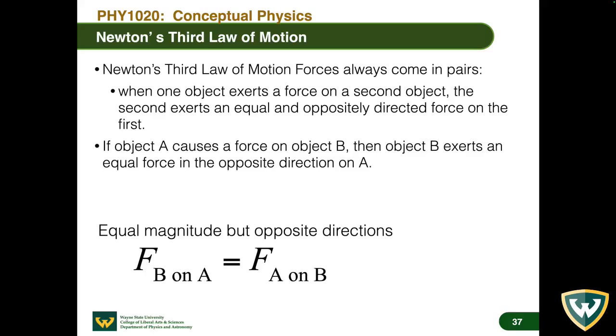So effectively, we can write it down as the magnitude of the force of B on A is equal to the magnitude of the force of A on B, B and A being the two objects at play. What is not written here is that the directions are along the same line, but in opposite directions.